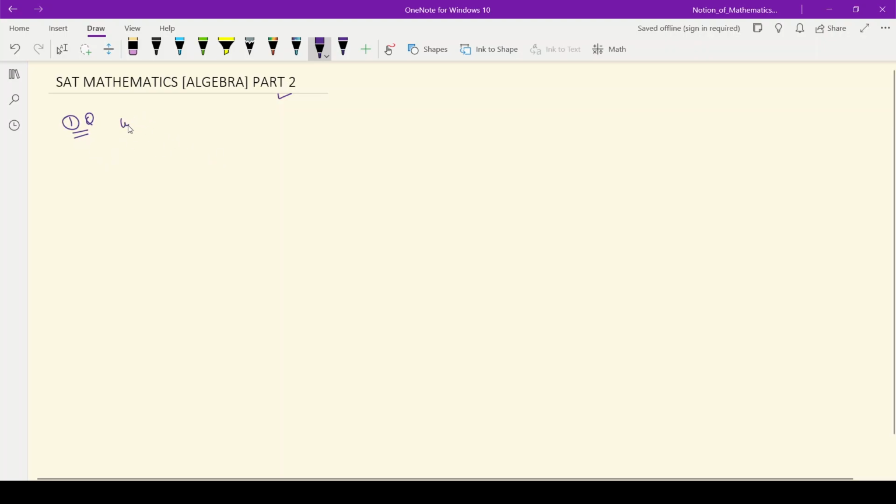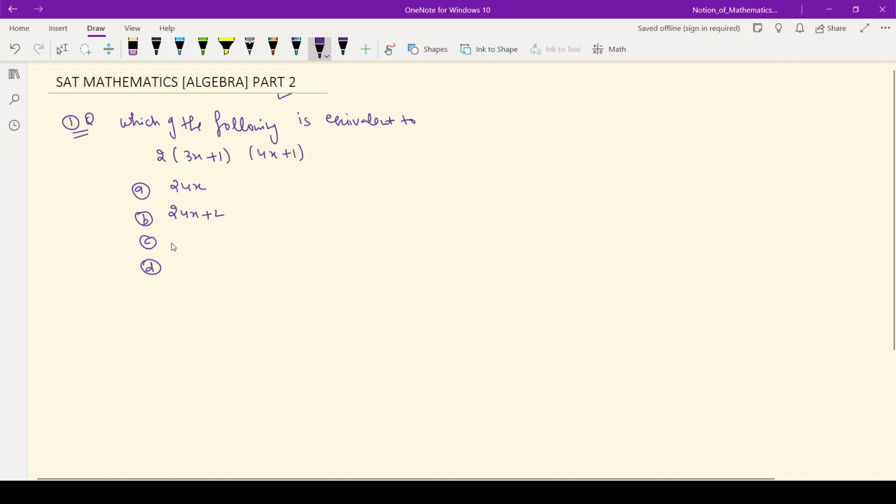The first question is: which of the following is equivalent to 2(3x + 1)(4x + 1)? Four options are provided here. The options are 24x, 24x plus 2, 24x square plus 14x, and 24x square plus 14x plus 2.